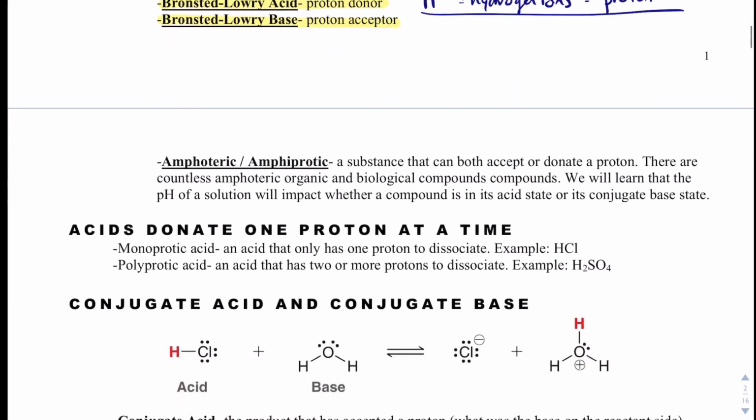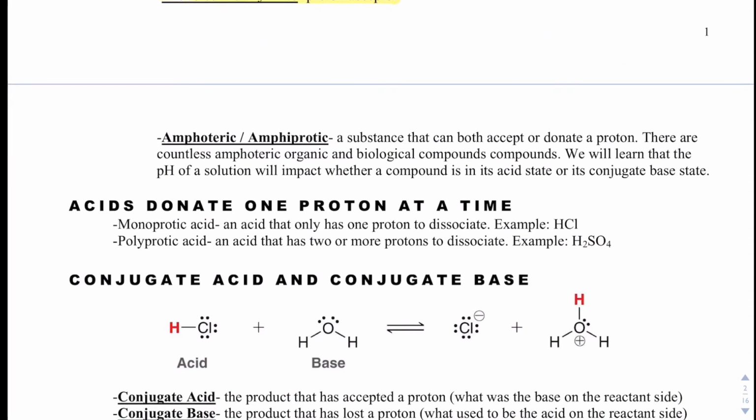We have in chemistry a lot of substances that can be called amphoteric, and what that means is that they can accept or donate a proton. There's a lot of amphoteric compounds if you ever take biochemistry. Most things, I would say, in biochemistry can be amphoteric, and we'll learn that when we draw proteins and with amino acids and bond them together. And it really depends on the pH of the solution.